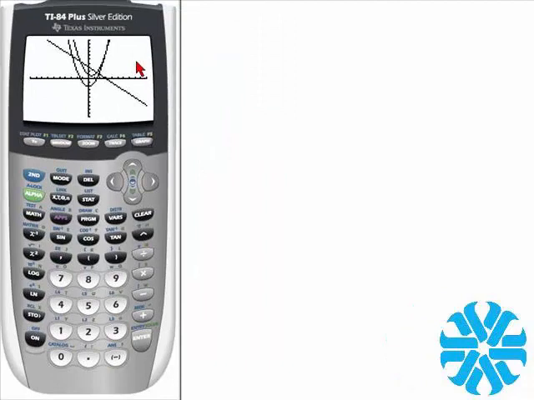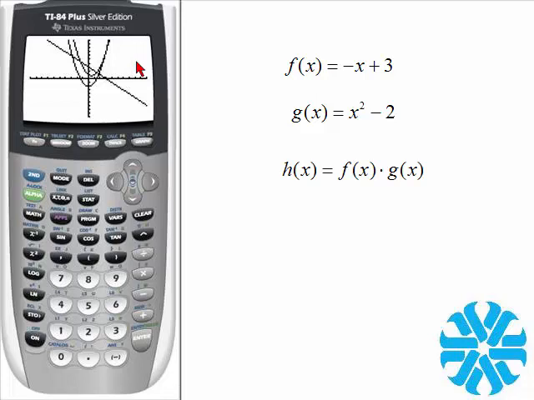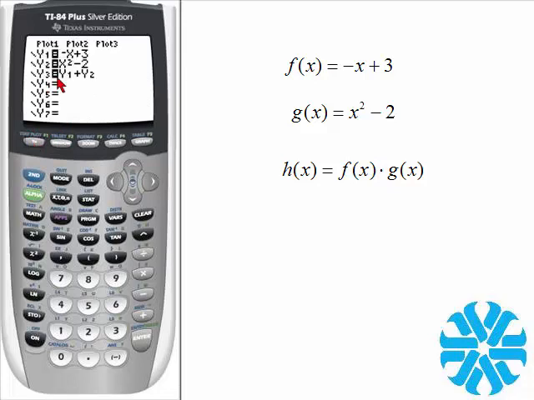Okay, so let's go to example number 2. Now we're still going to use these same functions. We're going to use f of x being minus x plus 3 and g of x being x squared minus 2. This time though, h of x is going to be the product of f of x and g of x. Now we can go back to where the functions are inputted and change y3. Now it says y1 plus y2, we want the product. So we could simply go down and change that to a multiplication symbol. Okay? And then we'd be done.